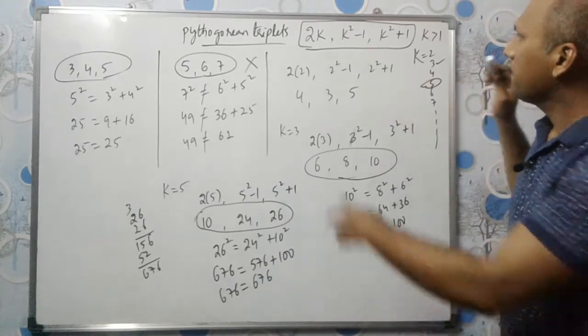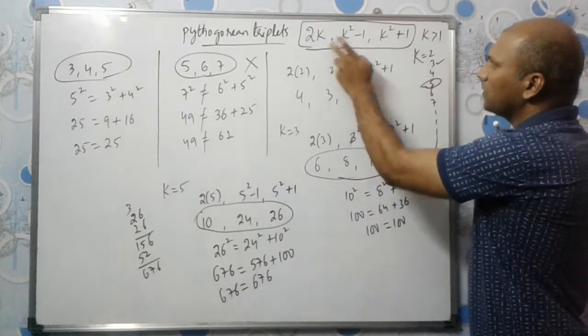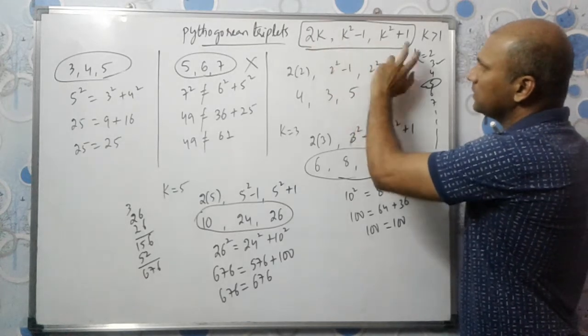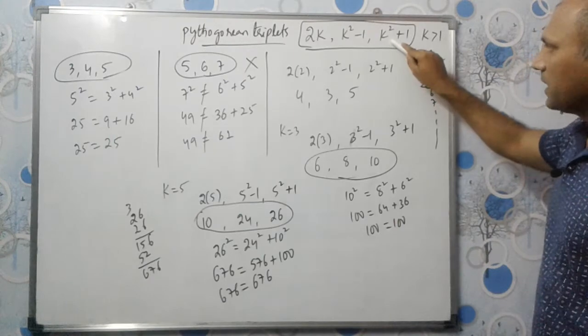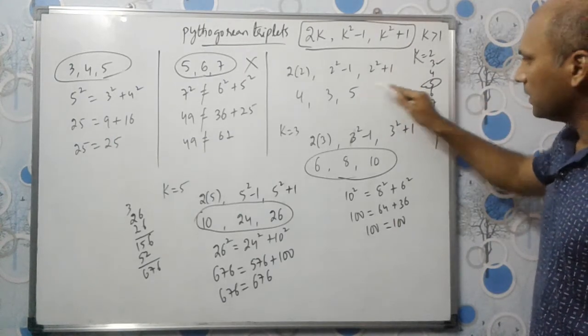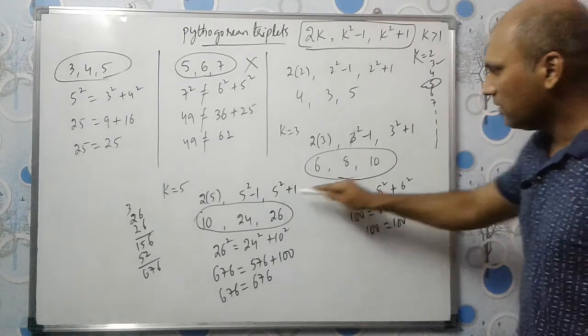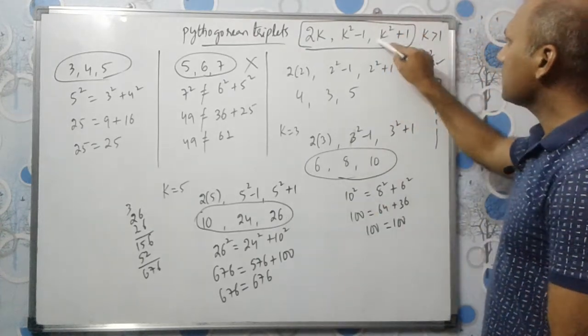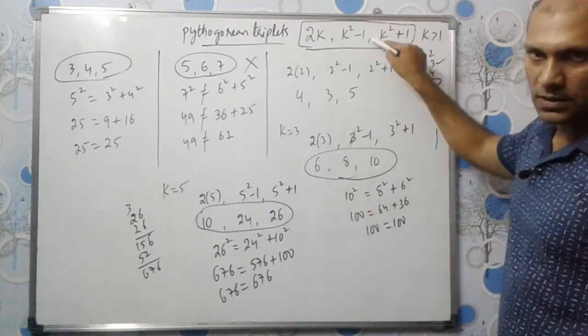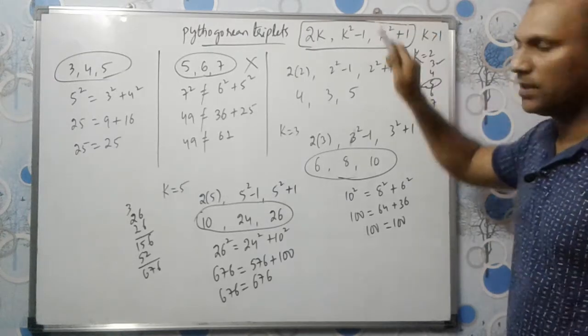And one more thing, among these three, k square plus 1 will be the longest side. See, 2 square plus 1 is 5, 3 square plus 1 is 10, 5 square plus 1 is 26. So this will be the longest side, which means this will be the hypotenuse. k square plus 1 will be the hypotenuse.